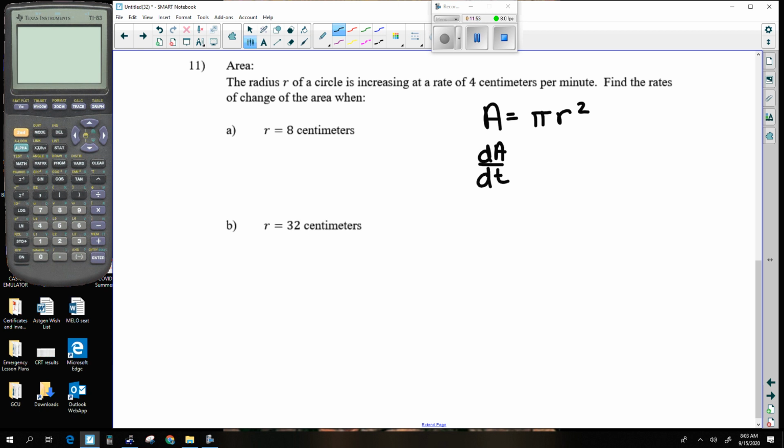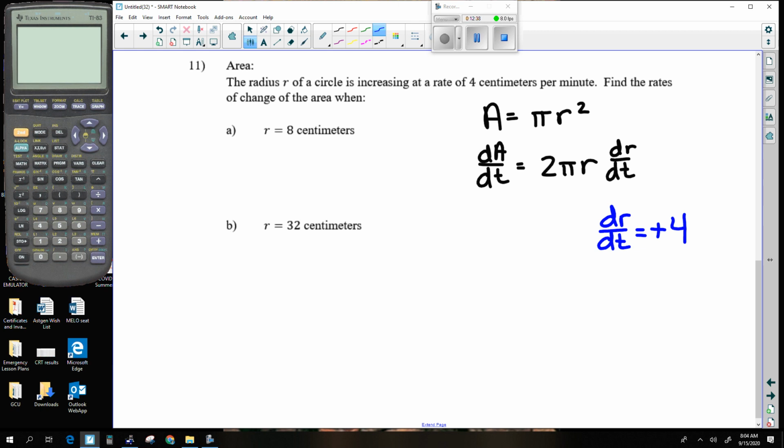So that's the rate of the area, which is equal to, and now I'm taking the derivative of the r, so that's 2 pi r, and then dr/dt. So that's the derivative with respect to time. Okay, so it says that the radius of the circle is increasing at a rate of 4 centimeters per minute. So the rate of the radius, that's dr/dt, is increasing at 4 centimeters per minute. So dr/dt will be a positive 4. If the radius was getting smaller, it'd be a negative 4.